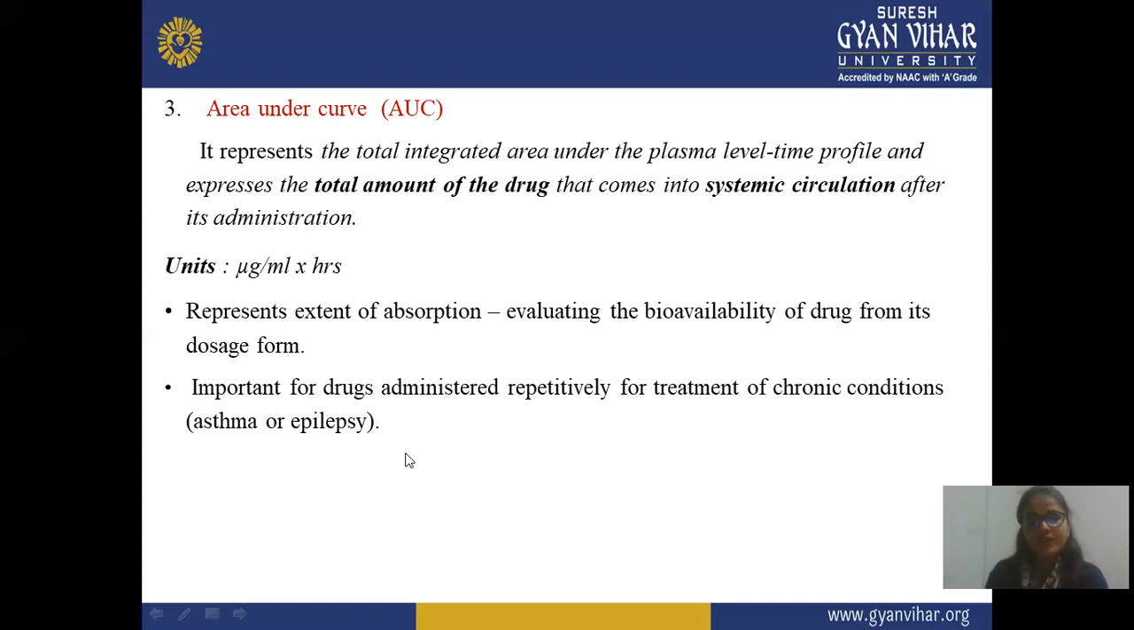And next, it is important for drug administration repetitively for treatment of chronic conditions like asthma and epilepsy. This area under the curve also gives information regarding a drug administered repetitively, or used in multiple doses multiple times for a chronic condition. Examples are asthma and epilepsy. In both types of disease, you use multiple doses, administered repetitively, when the condition is observed, or you are suffering from severe asthma or epilepsy again and again. So this is for repetitive use of the drug, and this is the use of the AUC curve.